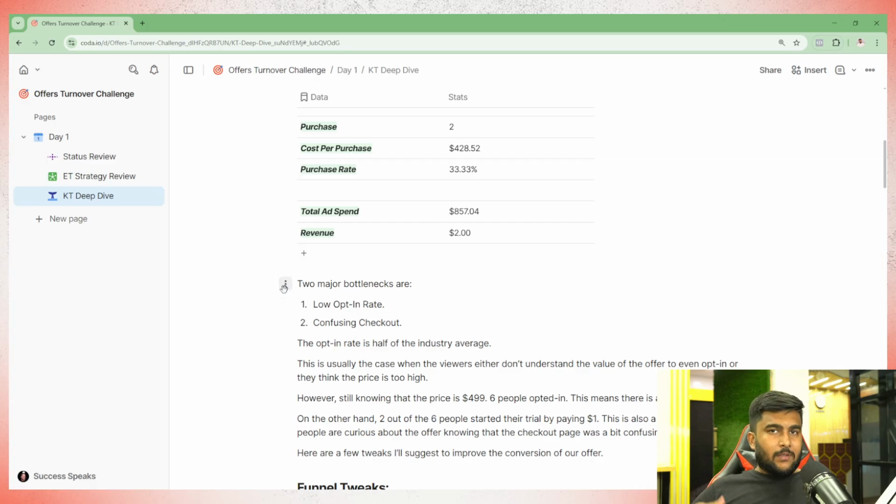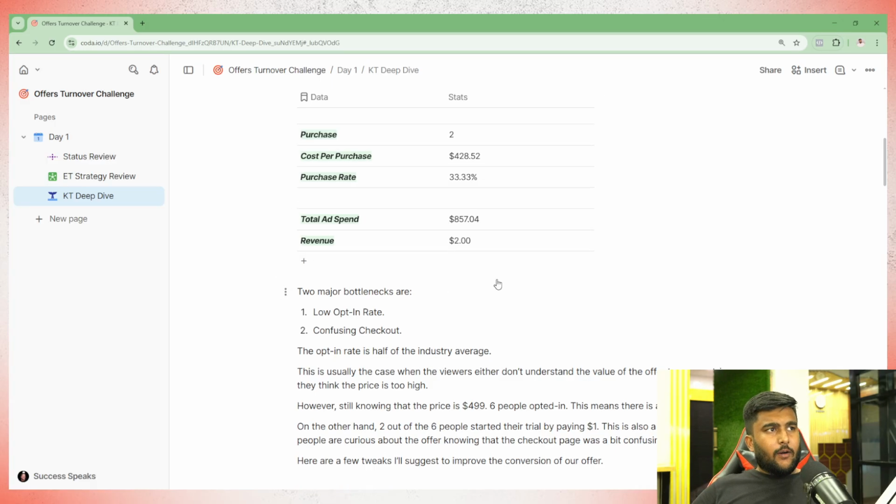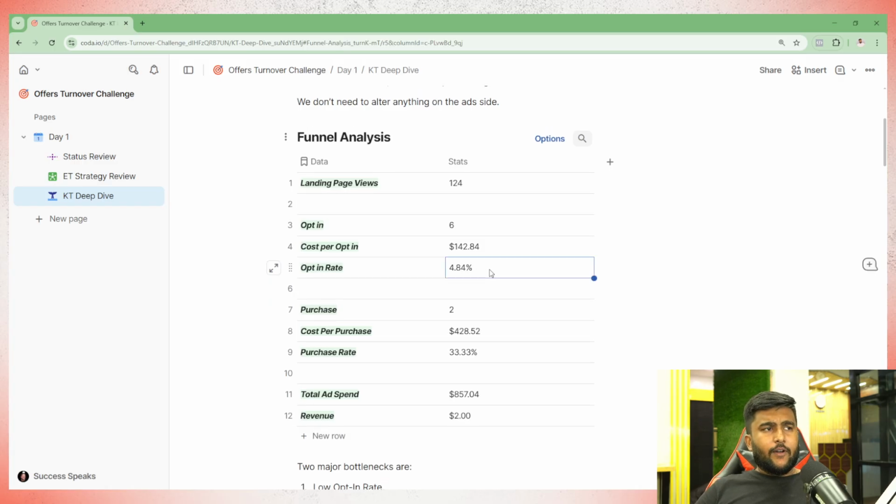Now, what do I mean by deep dive? I went to the funnel, I checked why the opt-in rate was so low, only 4.84%. The industry standard opt-in rate for a paid offer is 8 to 12%, right? Anything between 8 to 15% is absolutely fine. But if it's below 8%, that basically means our opt-in rates are not good.